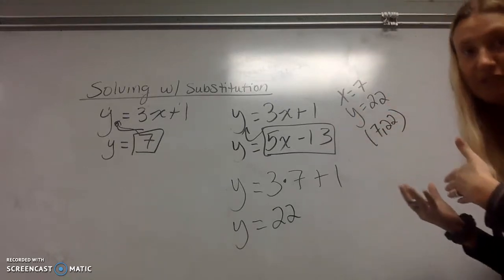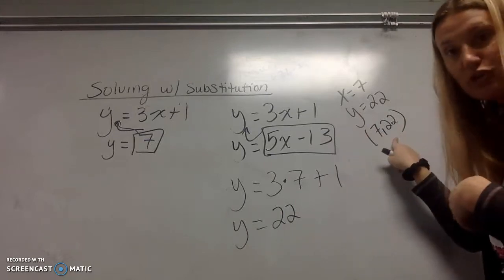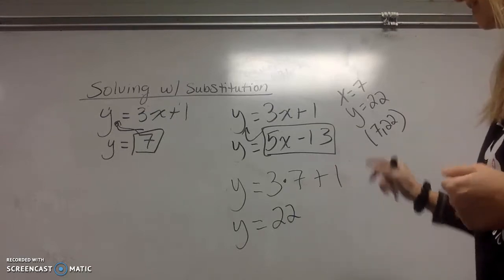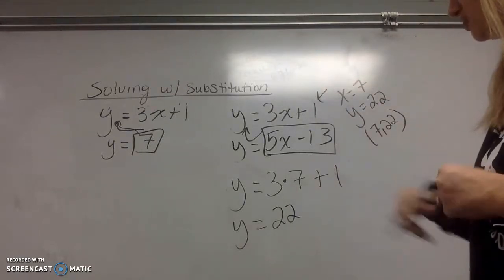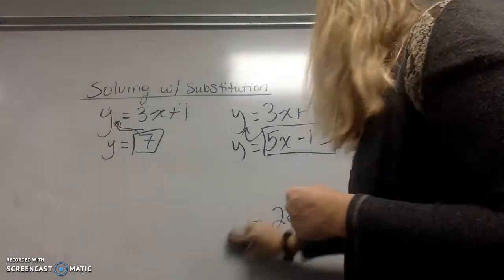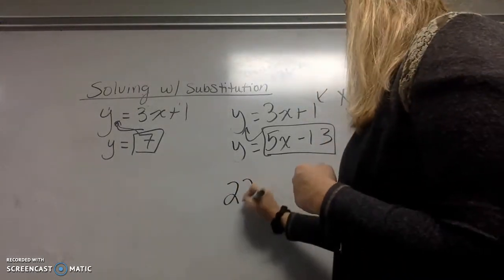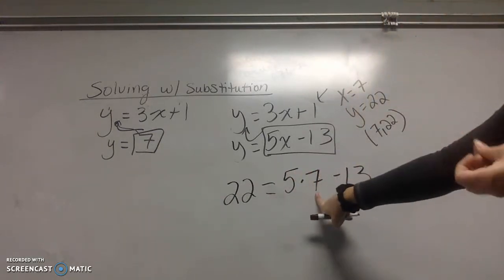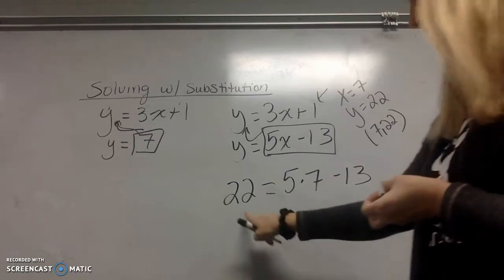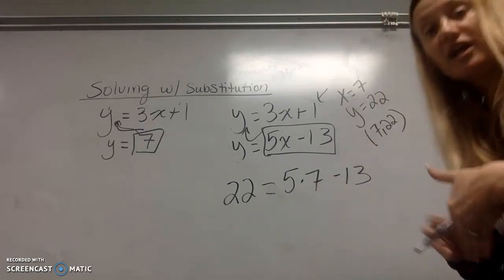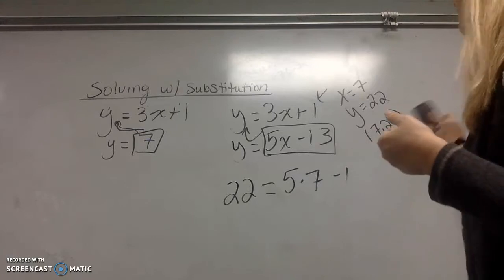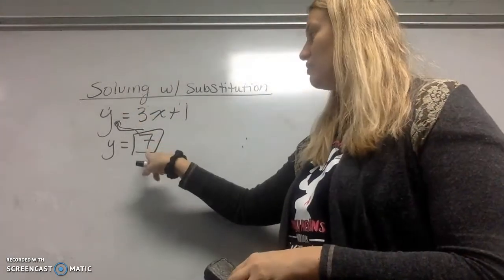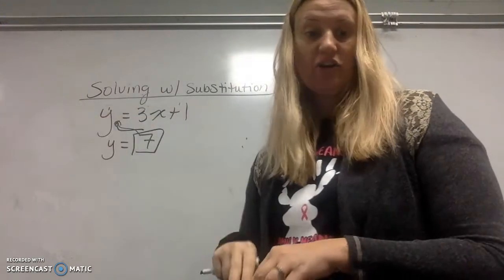This is one reason we want to do it algebraically. You do not want to graph out to 22. That's going to take you a while. Okay, now I'm going to check. Since I plugged into that equation, I'm going to go ahead and check with this equation. Does 22 equal 5 times 7 minus 13? 5 times 7 is 35. 35 minus 13 is in fact 22. So it checks, and I am good to go. So that's one form of substitution where you're given two y equals and you plug one in for the other.